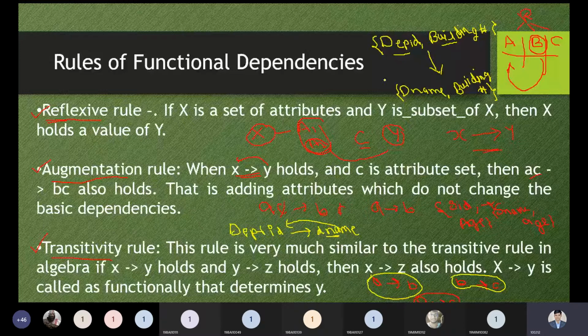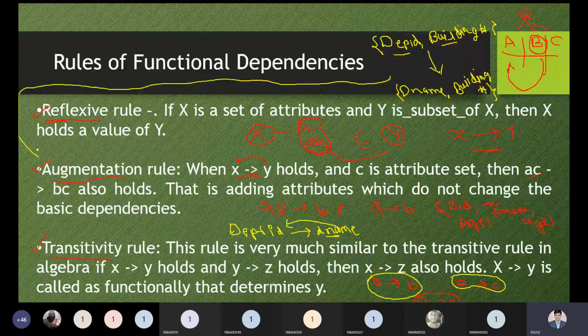So what is the augmentation rule? If I need to solve a functional dependency, then I can add or augment an extra attribute, but keep in mind it must make some sense. If it makes sense, then we can add it on both sides. We can't add it on a single side. So definitely it will be the augmentation rule. This is my point.